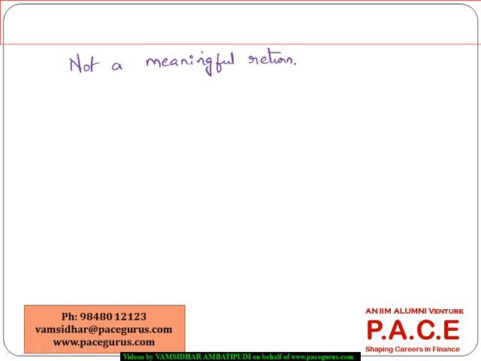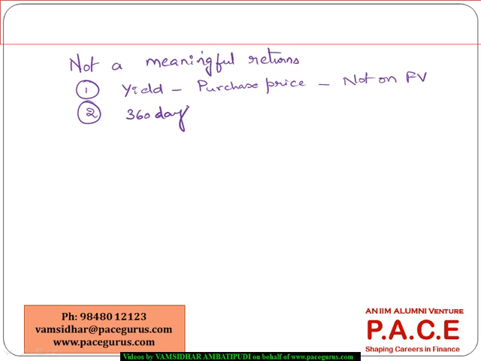Typically I can look at a few important drawbacks with it. One, the yield or the return should always be computed based on the purchase price. It should not be based on the selling price or on the face value. So a discount is not equivalent to a yield. That's one of the prime reasons I cannot use it directly as a measure of the performance of the investment. Secondly, this considers a 360-day year, whereas it should take a 365-day year.